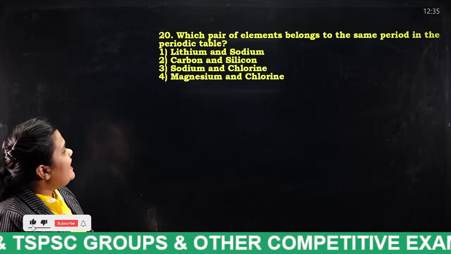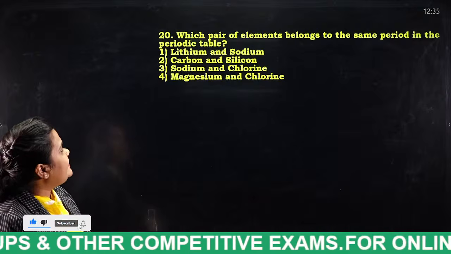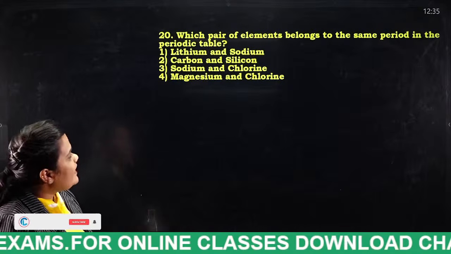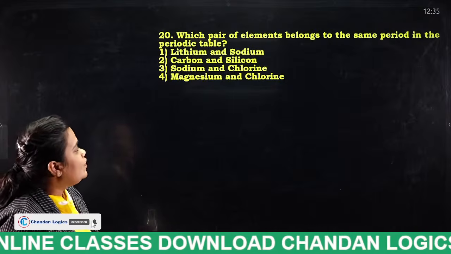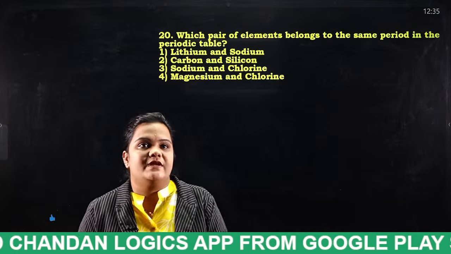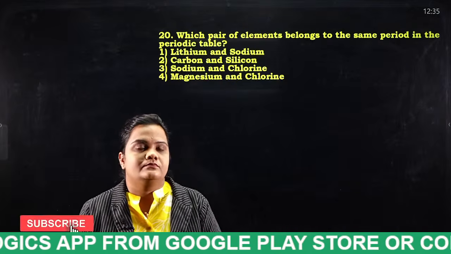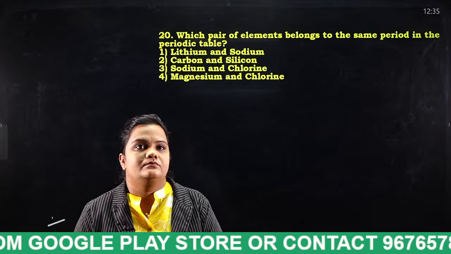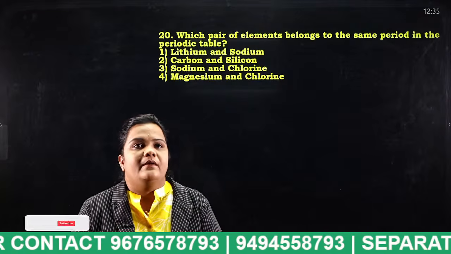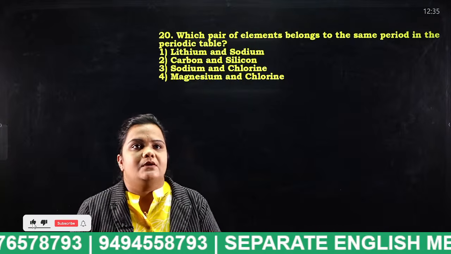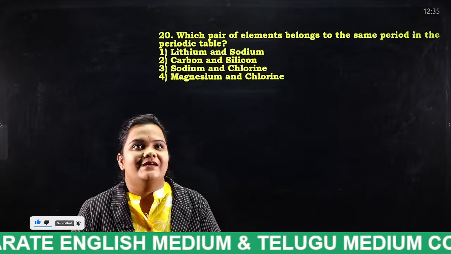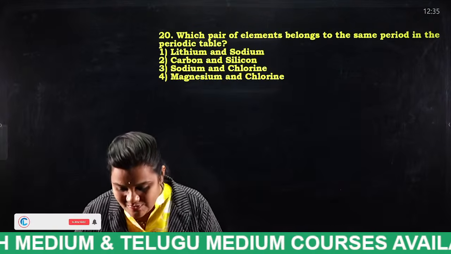Next. Which pair of elements belongs to the same period in the periodic table? Lithium and sodium, carbon and silicon, sodium and chlorine, magnesium and chlorine. So tell me, students, what is the answer for this question?